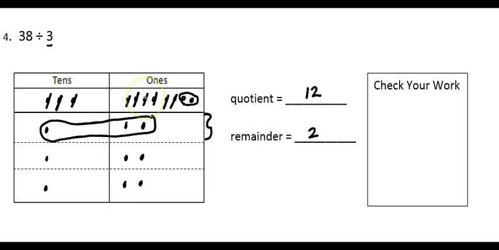Again, to check my work, I would take my quotient, which is 12, times my divisor, which is 3. 3 times 12 is 36. I'll add my remainder for a final answer of 38, which again matches the number of discs that I had at the start of the problem.